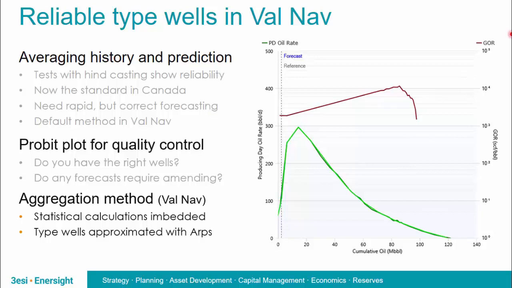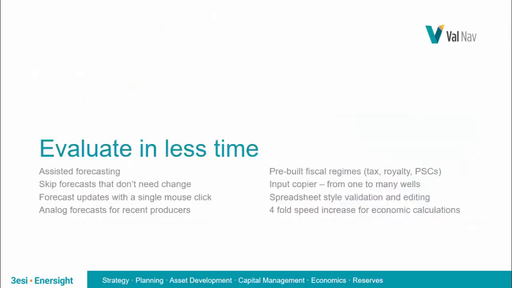And when we have our type well built by averaging, we then go through a process of approximating that average data using a series of chained ARPS equations. And that's what you see on this graph, and how closely we can approximate a type well averaging with ARPS equations. The second segment of the talk deals with how we can evaluate in less time.